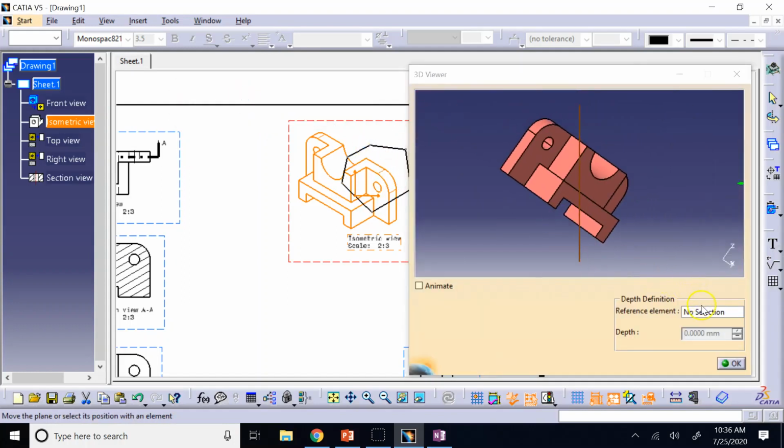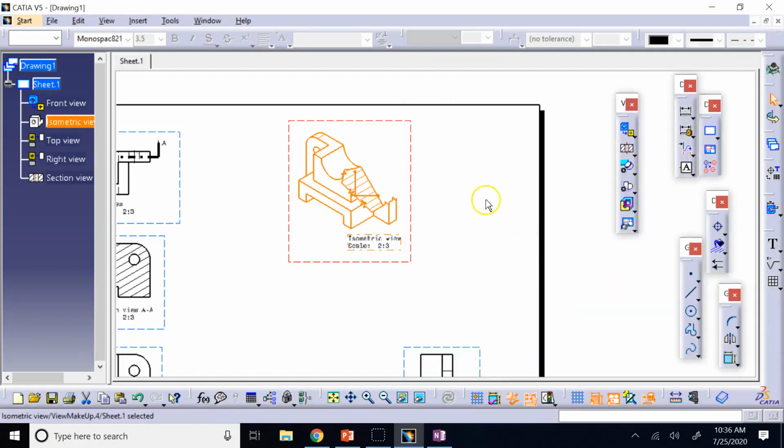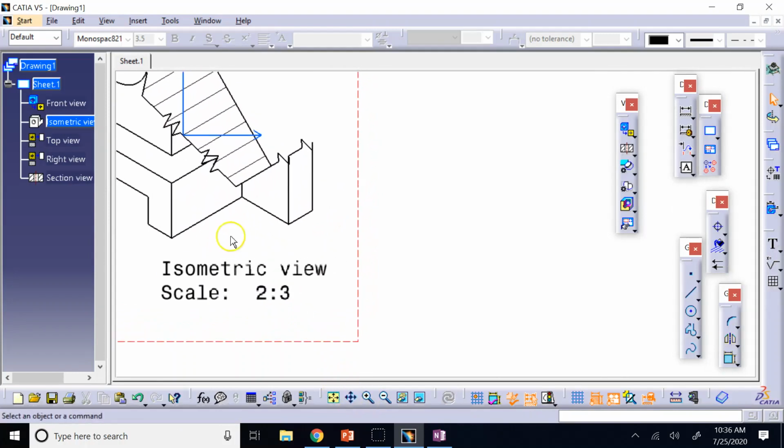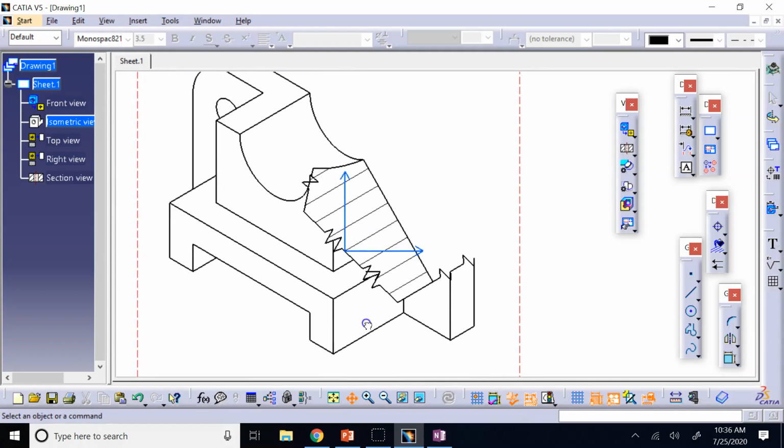And then it says, okay, what is your reference element with respect to what you want to cut anything? And you provide some depth if you want. If you don't, then it considers the plane that passes through your polygon as a reference. And look, it has cut the part using a plane that was fit to the polygon you draw, and it creates this cut.